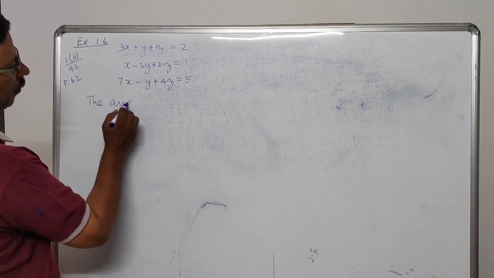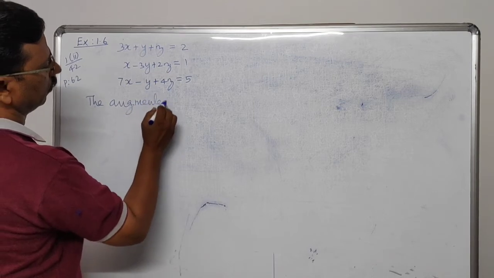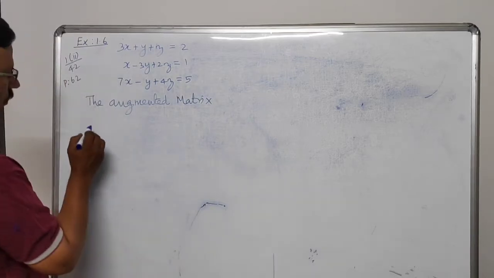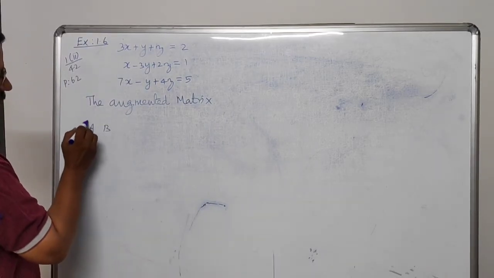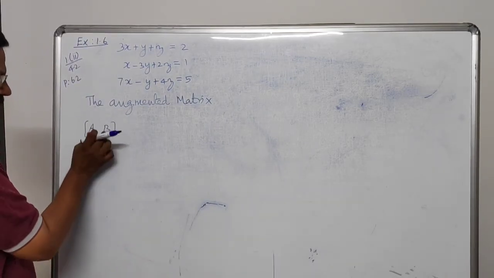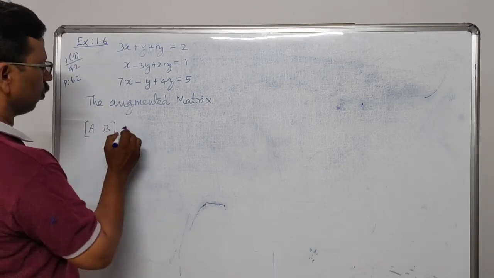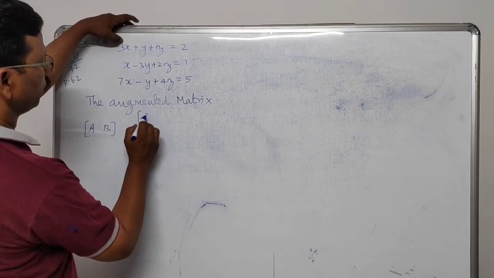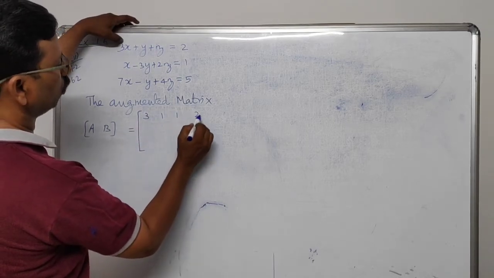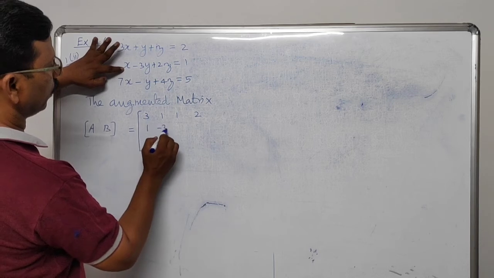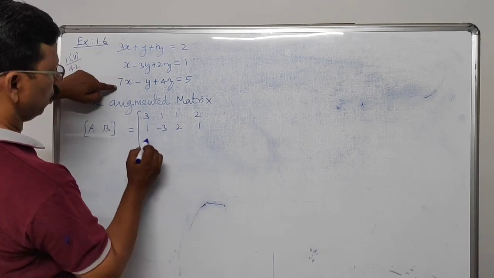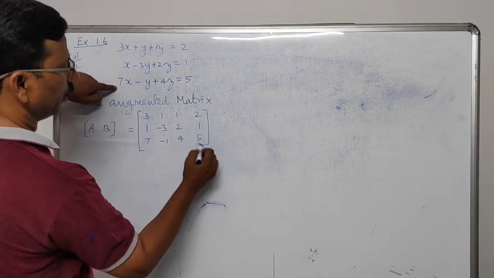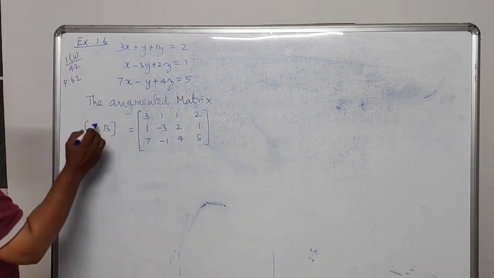The augmented matrix is, we can write A, B. See, you can write like this also. You do not need to put a slash, you can just leave a space and write; nothing wrong. Now it is equal to, we can write the first row: 3, 1, 1, 2. The second row: 1, minus 3, 2, 1. Third row: 7, minus 1, 4, 5. If it is an augmented matrix, it's better to put it like this, nothing wrong.